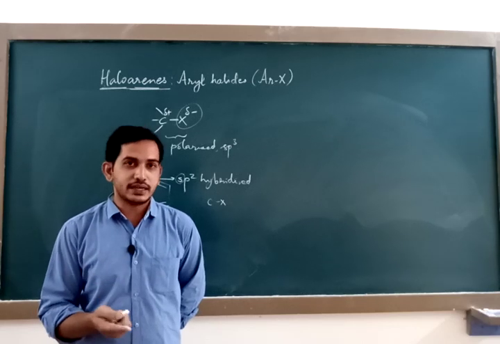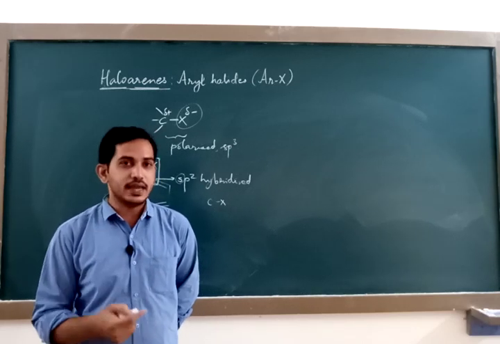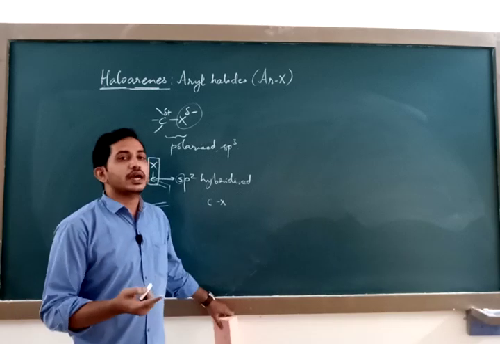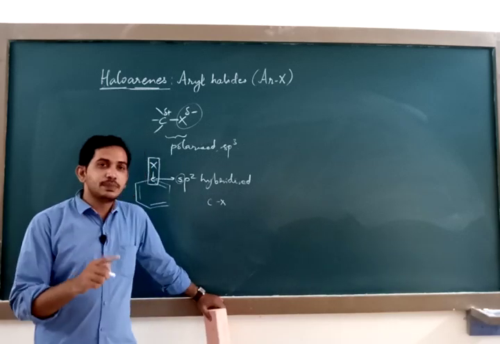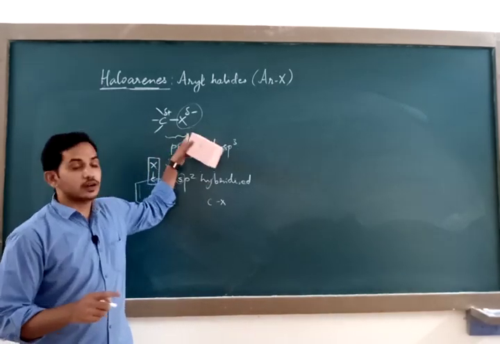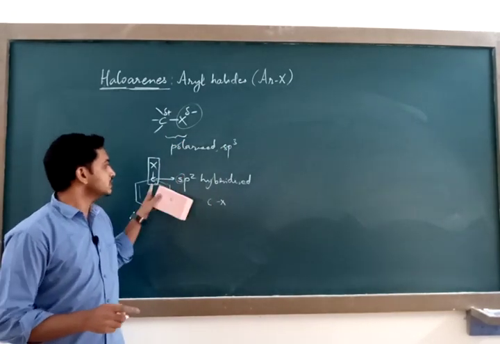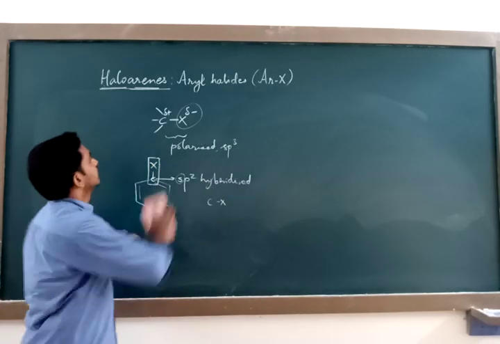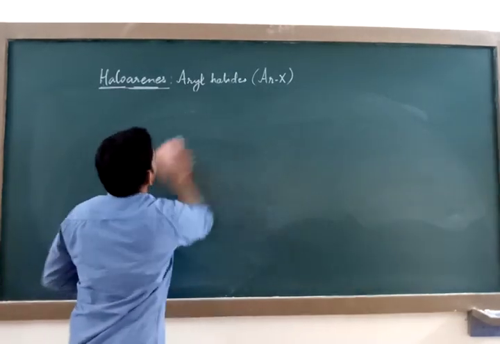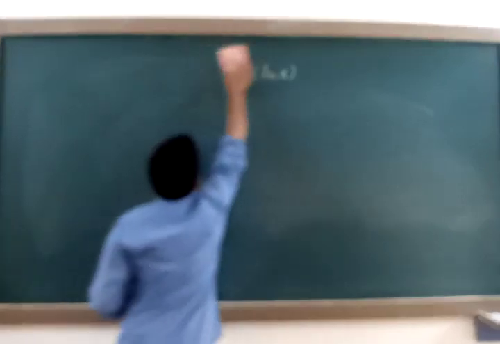Haloalkanes are more reactive, haloarenes are less reactive. Haloalkanes are more reactive due to the presence of an sp3 hybridized C-X bond. Haloarenes are less reactive due to the presence of an sp2 hybridized C-X bond. After this part, now we shall see their methods of preparation.